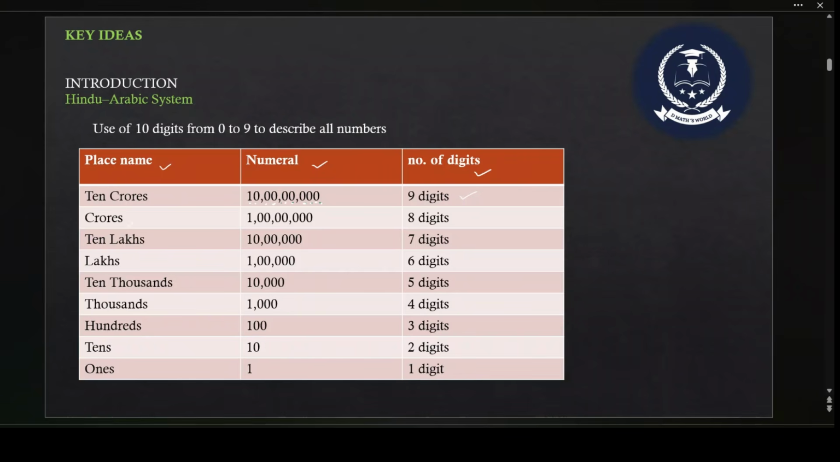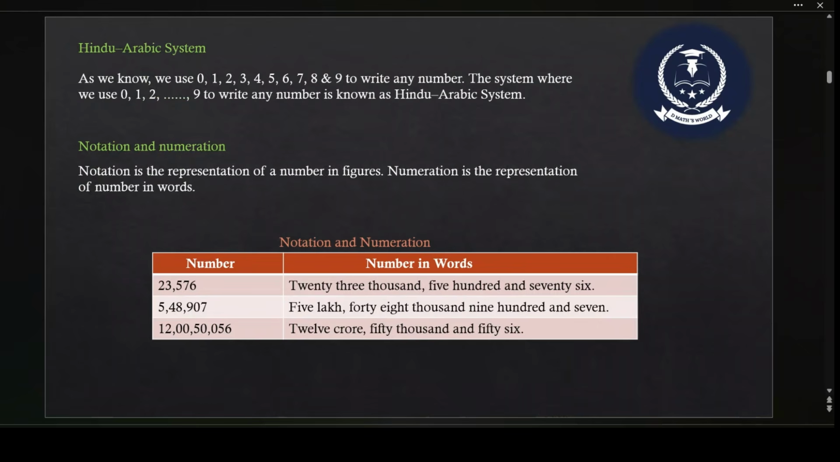Now, for crores, it would be 8 digits, including 1. 10 lakhs is 7 digits, including 1. Lakh is 6 digits, including 1. 10,000 we can write in 5 digits, including 1, meaning 4 zeros and 1. Thousand is 4 digits, including 1. Hundreds is 3 digits. Okay, so now we can write it down like that. We are coming to the next slide.